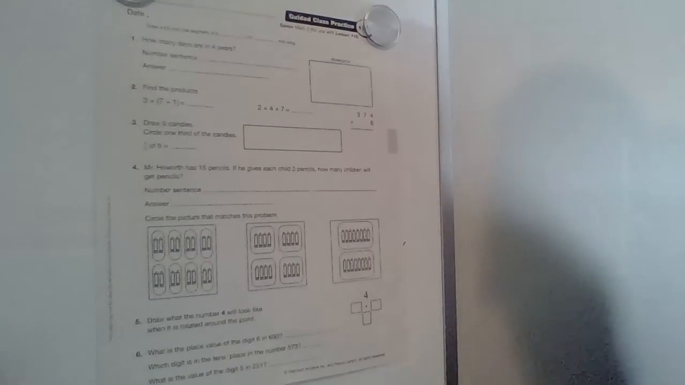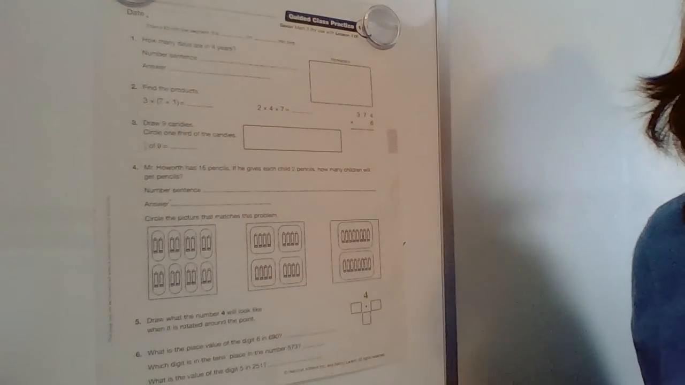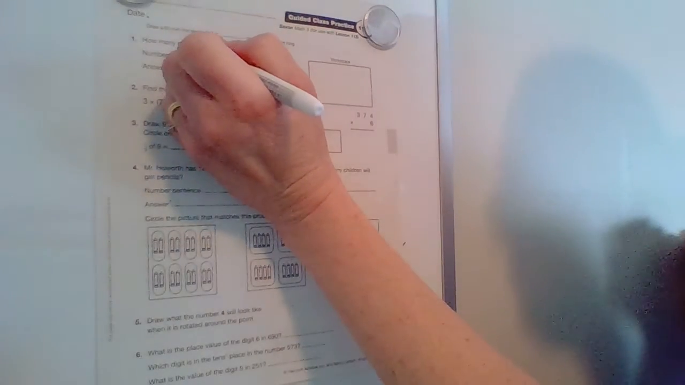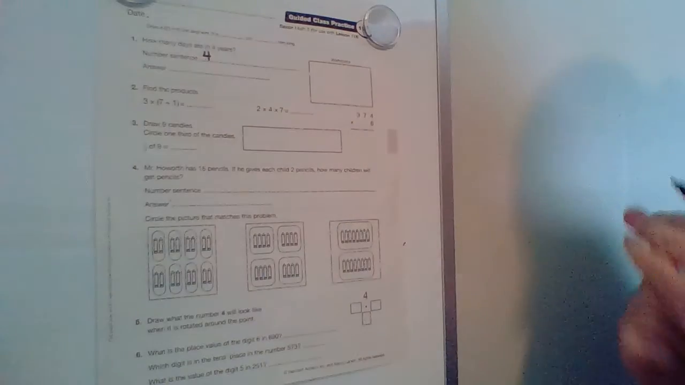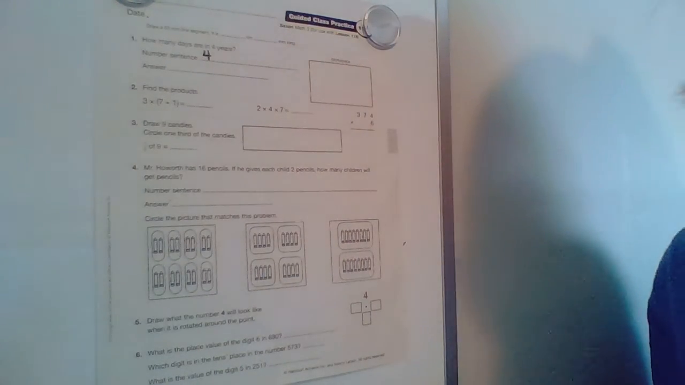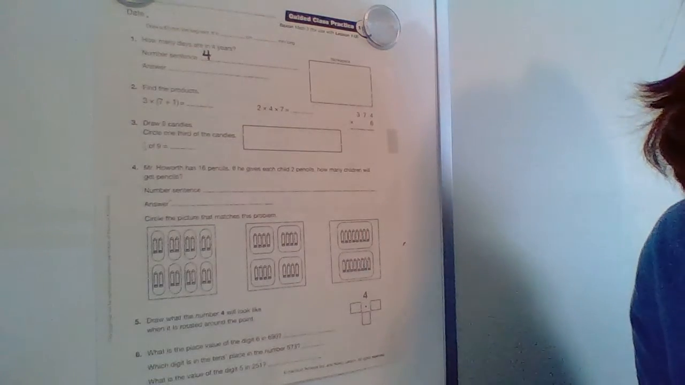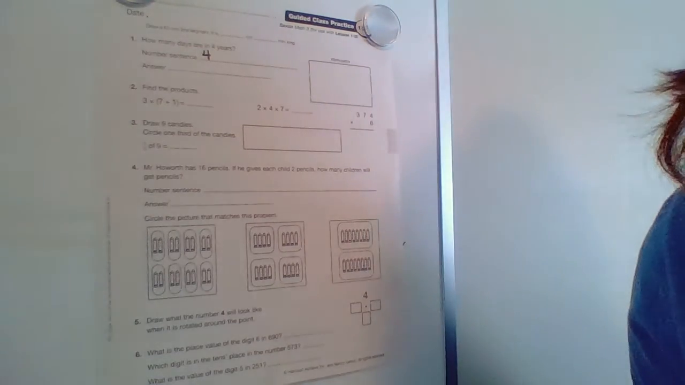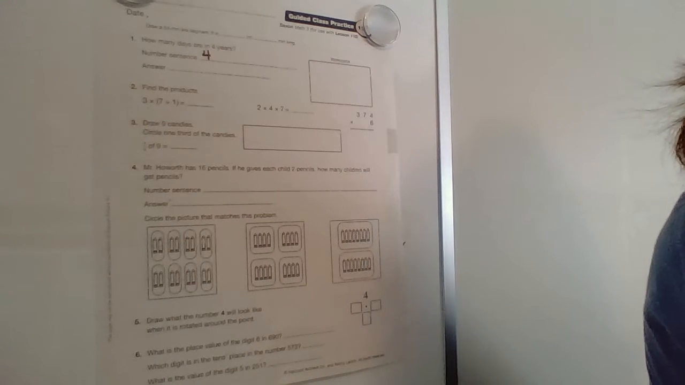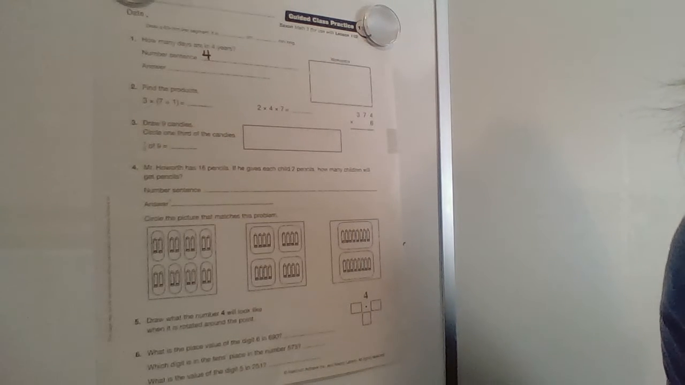The first question is, how many days are in 4 years? You have to be thinking about this. You have to know how many days are in a year. But first of all, we're going to put 4 here, because they're asking 4 years. That's where we get 4 from. And now you have to think, how many days are in 4 years?